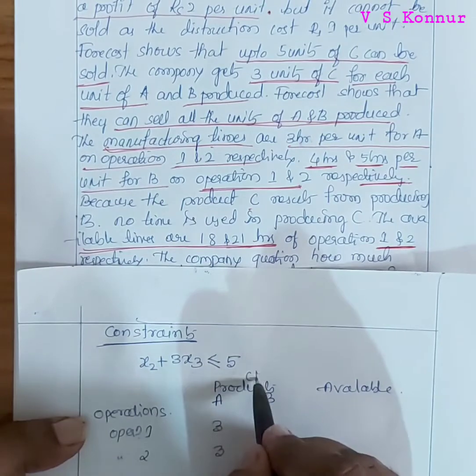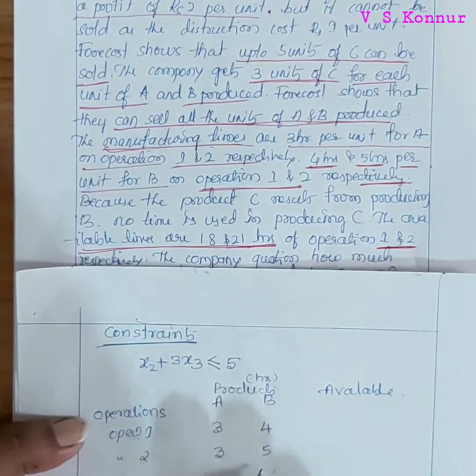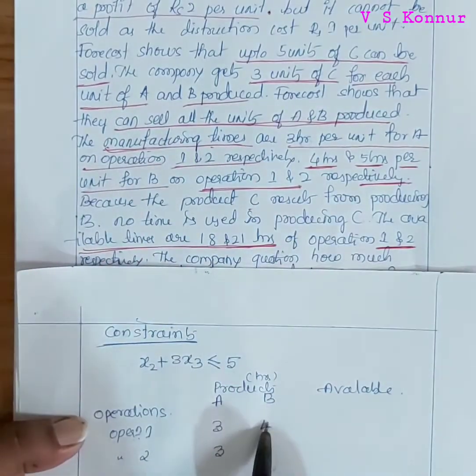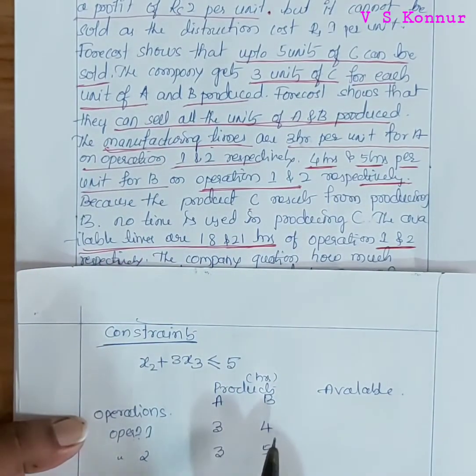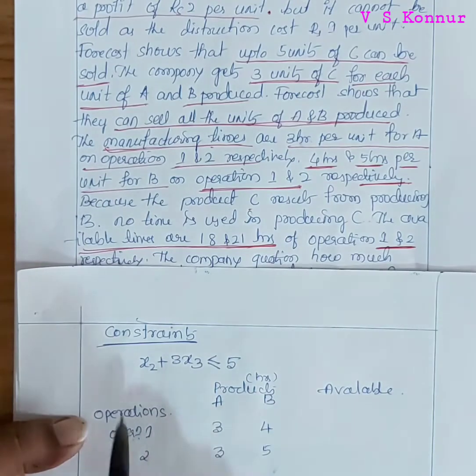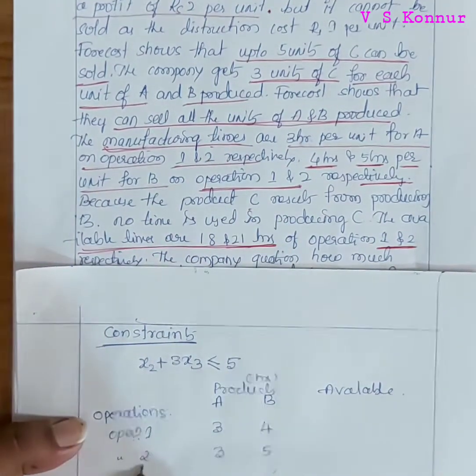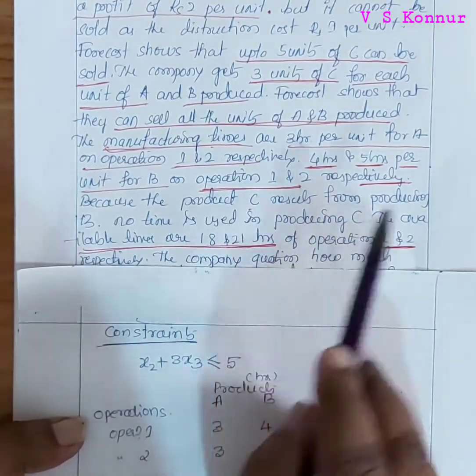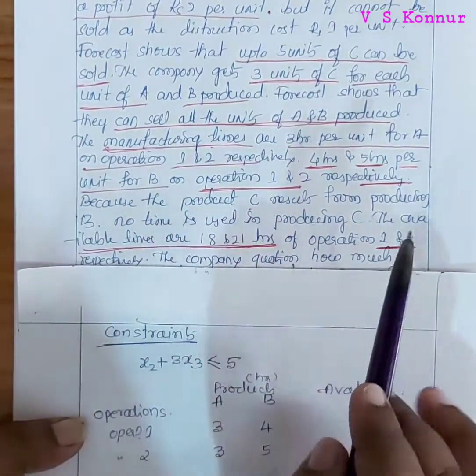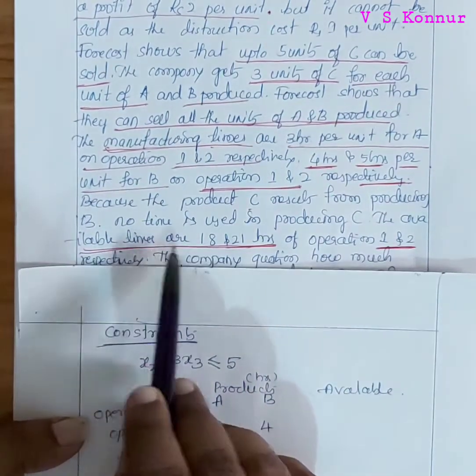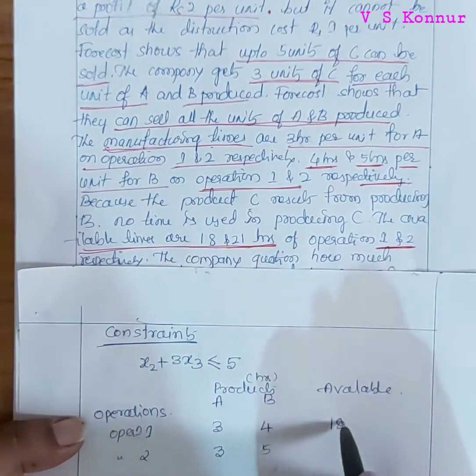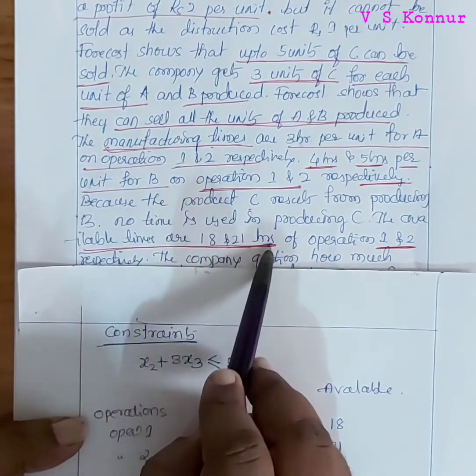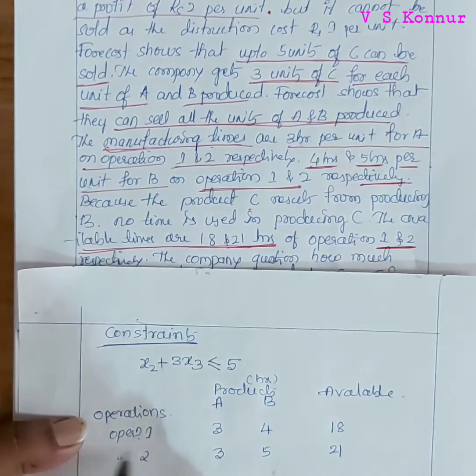It is in hours: 4 hours and 5 hours per unit of B on operation 1 and 2. This is given in the problem. Because product C results from producing B, no time is required for that. The available times are 18 and 21 hours on operation 1 and 2.